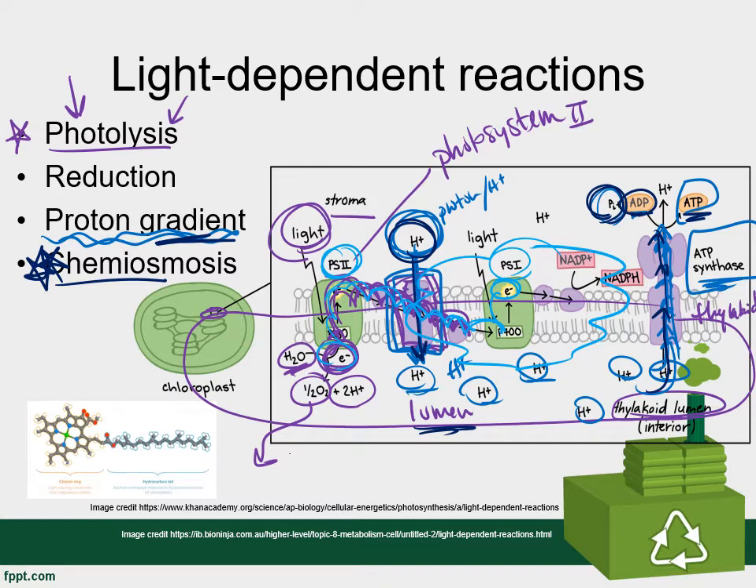And then they get passed to NADP+, which is reduced to NADPH. Remember that reduction is the gain of electrons. LEO says GER, lose electrons oxidation, gain electrons is reduction. So they gain some electrons and some protons and turn into NADPH. That NADPH is used along with that ATP to make some glucose.